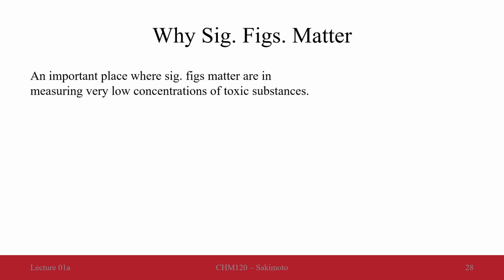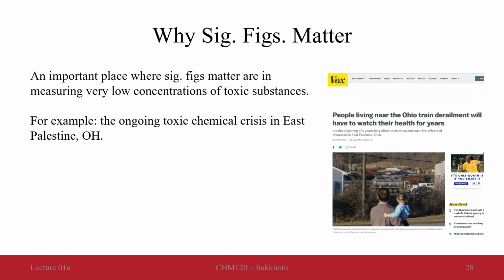Now, as a final example, before we round out this online lecture, an important place where we see significant figures is when we measure very, very small numbers, such as the very low concentrations of very, very toxic substances. Earlier last year, you probably saw in the news that there was a very catastrophic train derailment in East Palestine, Ohio, one in which a large amount of toxic chemicals were spilled and released in quite a dramatic crisis.